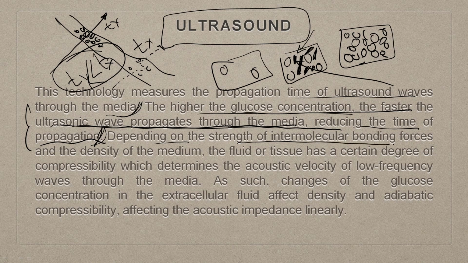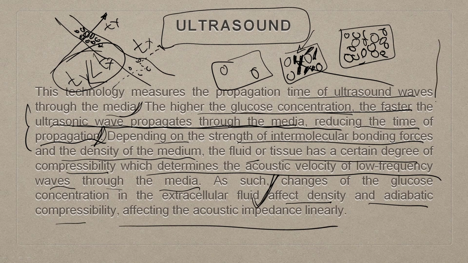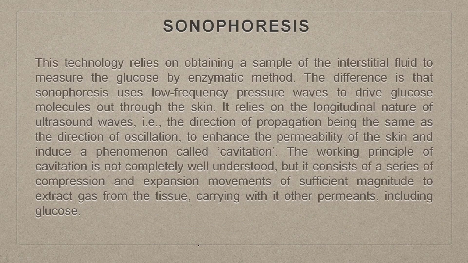Depending on the strength of the intermolecular bonding forces and the density of the medium, the fluid or tissue has a certain degree of compressibility, which determines the acoustic velocity and the frequency of waves through the media. As such, changes of the glucose concentration in the extracellular fluid affect the density and the adiabatic compressibility, affecting the acoustic impedance linearly. Okay. So, this is another very interesting way of using ultrasound to measure the glucose concentration.